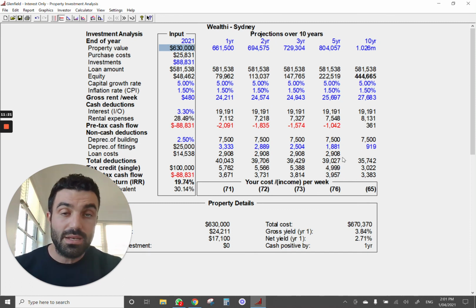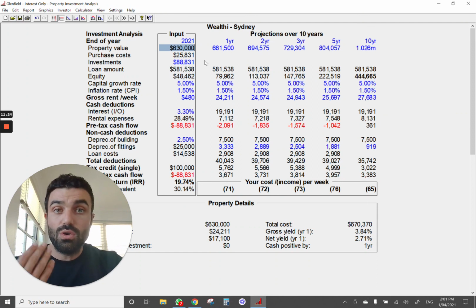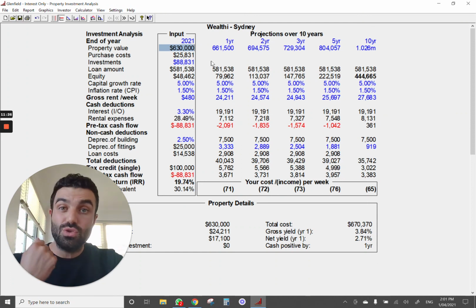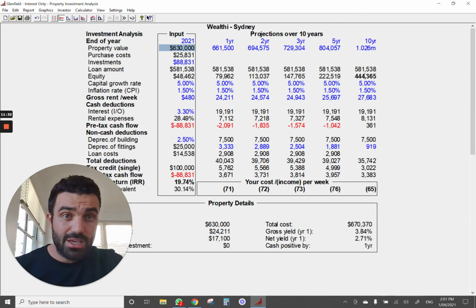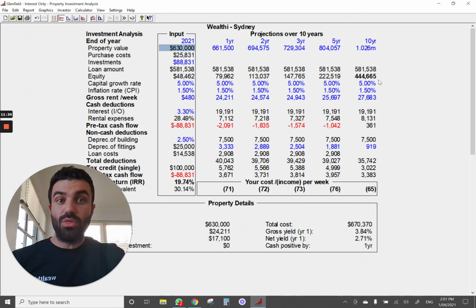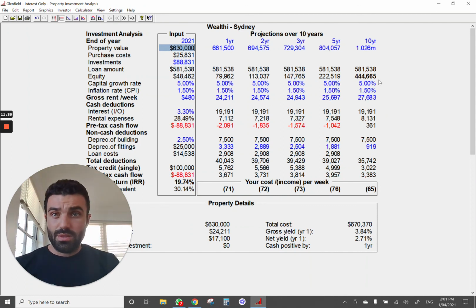And it becomes quite interesting because you're holding this property, it's making you money after tax, and then it's also growing in value. So this property after 10 years, you'll have $444,000 in equity with only putting in an original investment of $88,000. So that's a nice quick cash flow. If you want to know more, reach out to the team and we'll do one specifically for you.